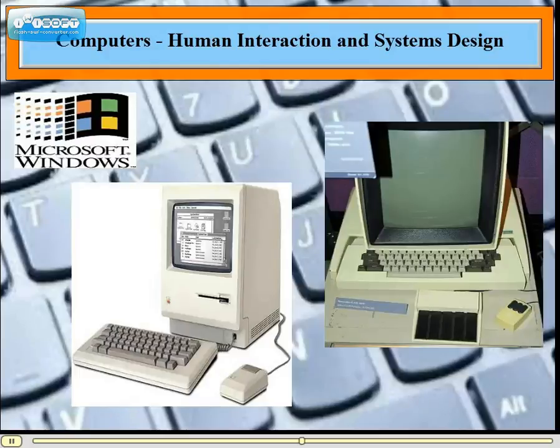Just one example is the ubiquitous graphical interface used by Microsoft Windows, which is based on the Macintosh, which is based on work at Xerox PARC, which in turn is based on early research at the Stanford Research Laboratory, now SRI, and at the Massachusetts Institute of Technology, MIT.